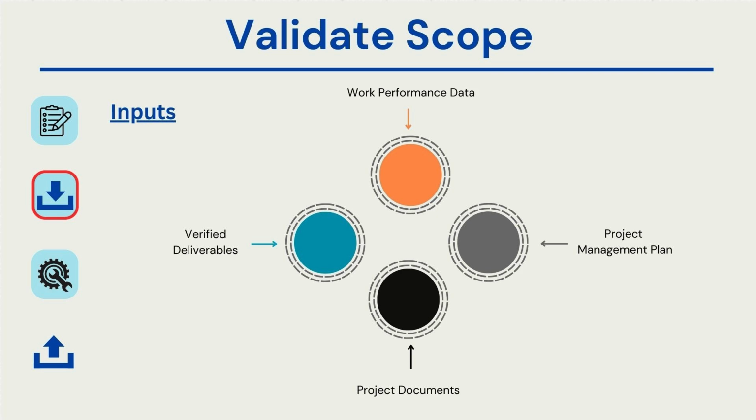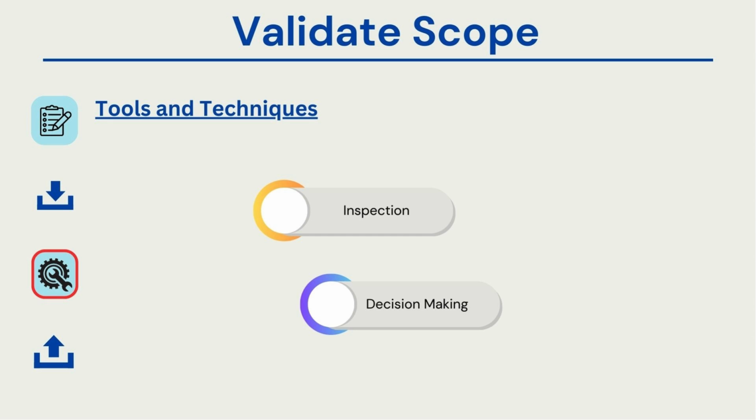Project or Clarity. Regarding tools and techniques for validating scope, inspection is a key method. You inspect the deliverables against the customer's acceptance criteria. If the acceptance criteria are met, the deliverable is considered approved. What kind of tools and techniques can be used here, especially in validating scope?